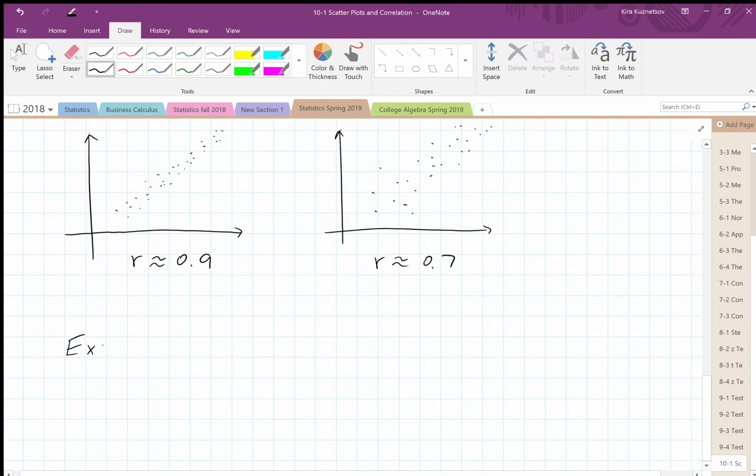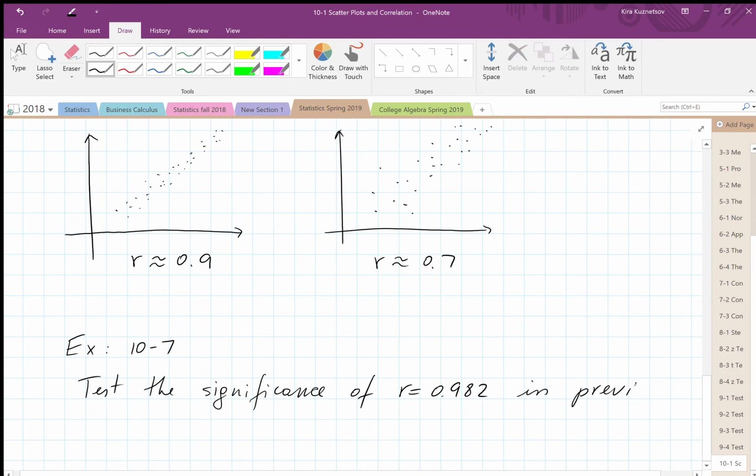Now, the significance of the correlation can actually be measured using a significance test. In the book, it's under example 10-7. We can actually test the significance of the correlation of this example. So test the significance of r equal to 0.982 in the previous example, with a significance level of alpha equal to 0.05.